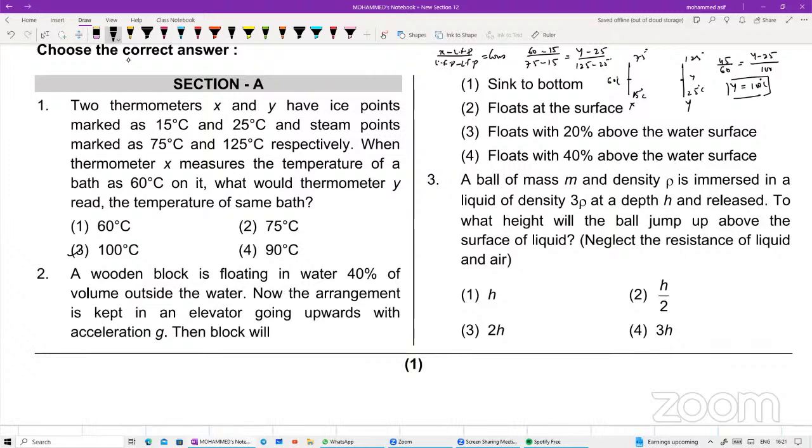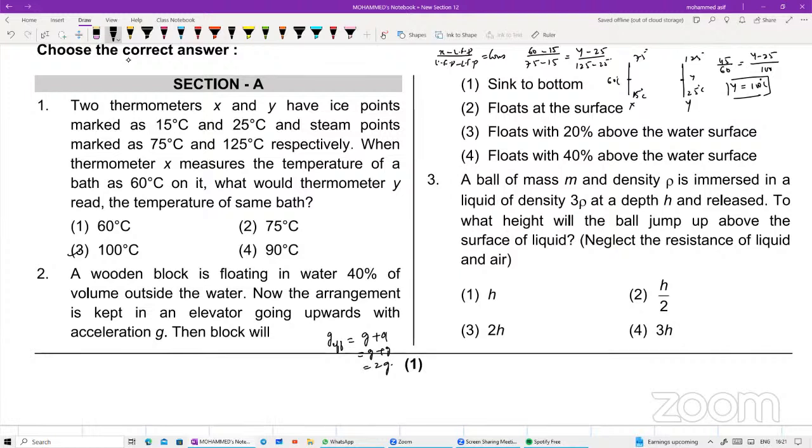The wooden block is floating in water, 40% of the volume is outside the water and 60% is in the water. Now this arrangement is kept in an elevator going upward with an acceleration of G. If I'm talking about an effective acceleration, when it is moving in the upward direction, G effective will be equal to G plus A, that is G plus G, which equals 2G.